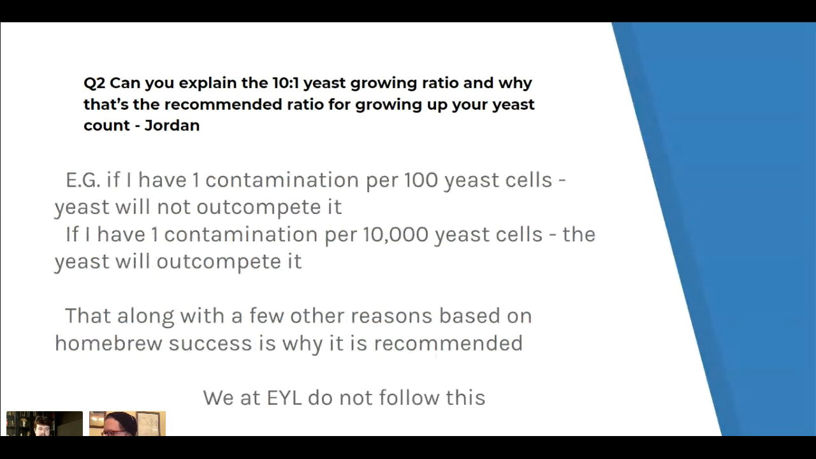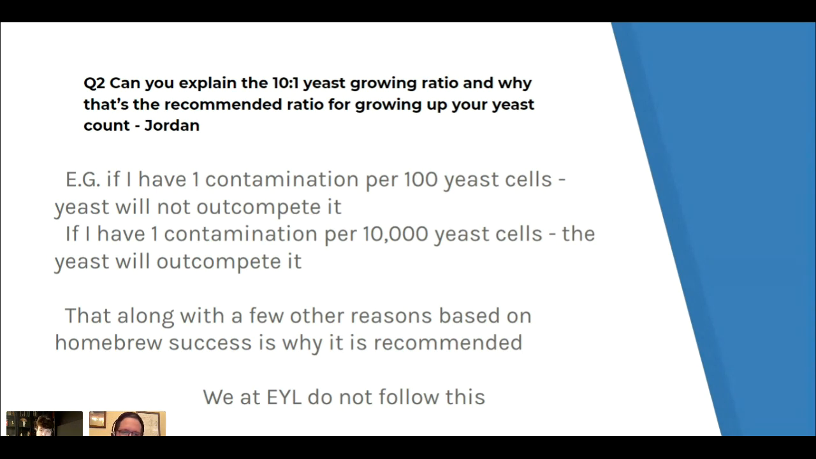And I try to describe it like this. If you have one contaminated cell per 100 yeast cells, that's just over 1%, so just shy of a 1% error. That 1% error is not going to be outcompeted, which means that error cell is going to keep on accumulating, growing and growing. Now, if you have one contaminating cell per 10,000 yeast cells, the yeast is going to outcompete it. The chance is that one bacterial cell, or whatever it may be, is likely going to get starved out, or it's not going to have enough nutrition to keep on going. So this is the idea behind it.